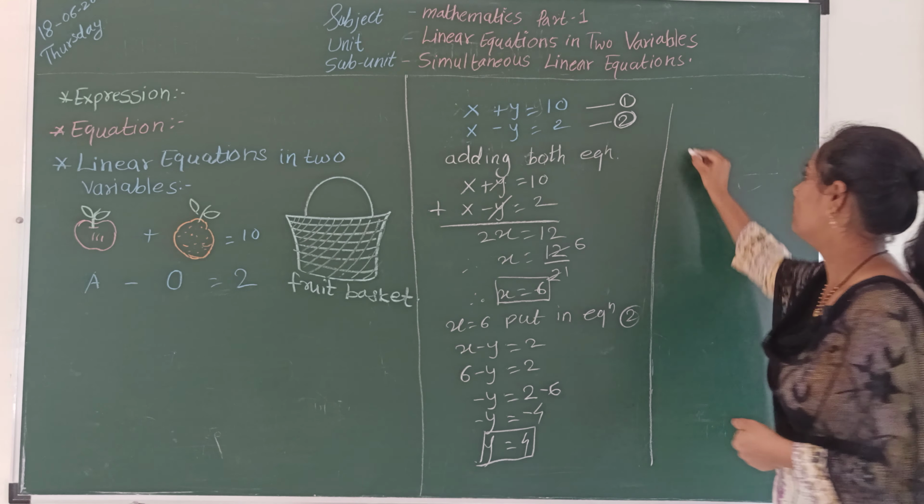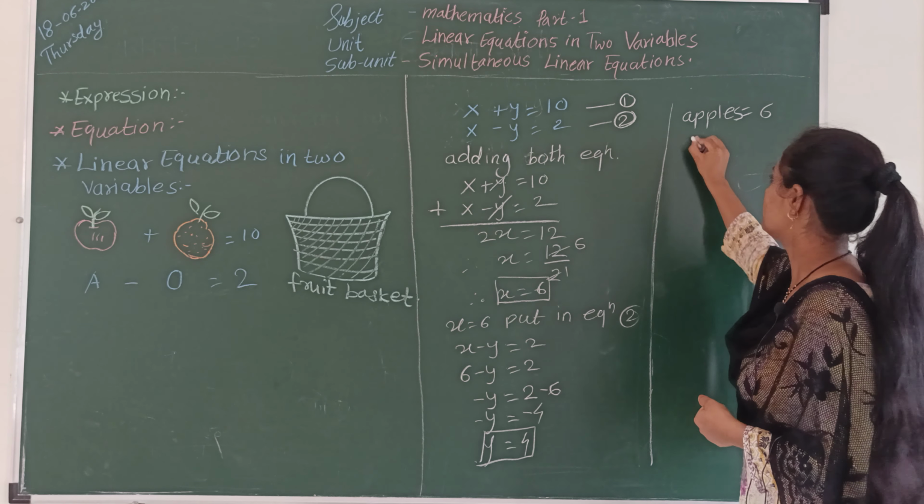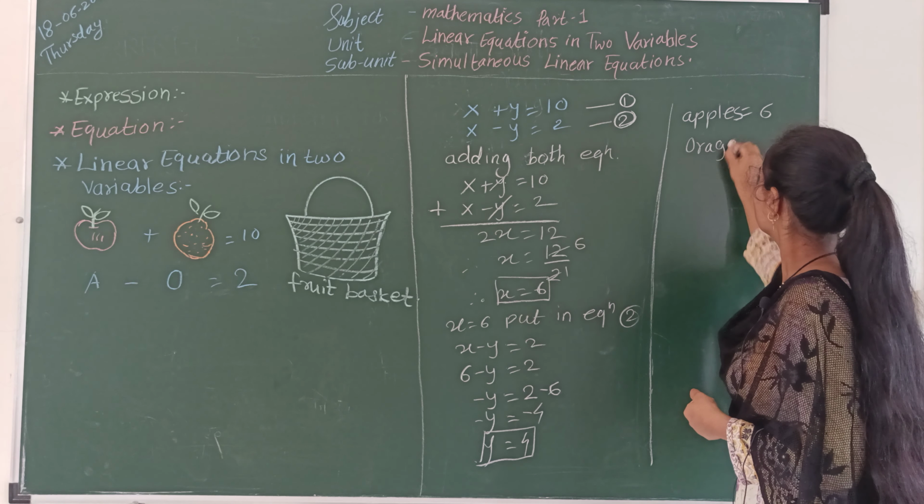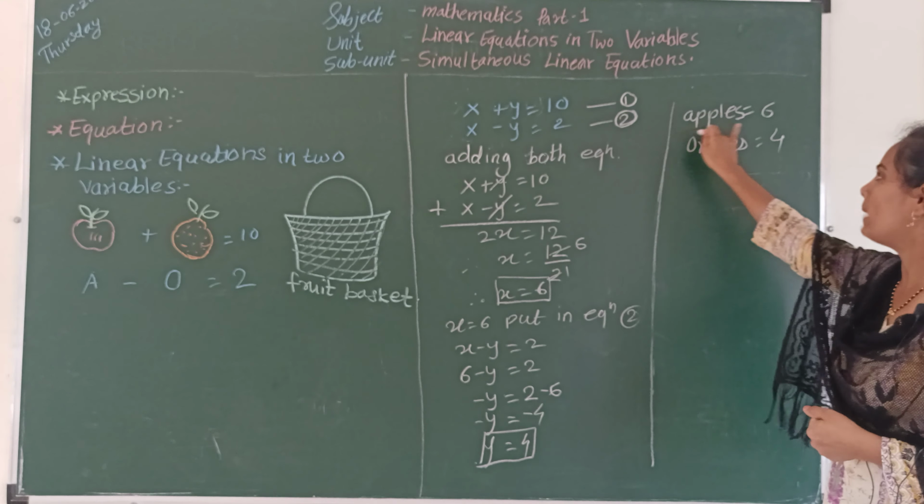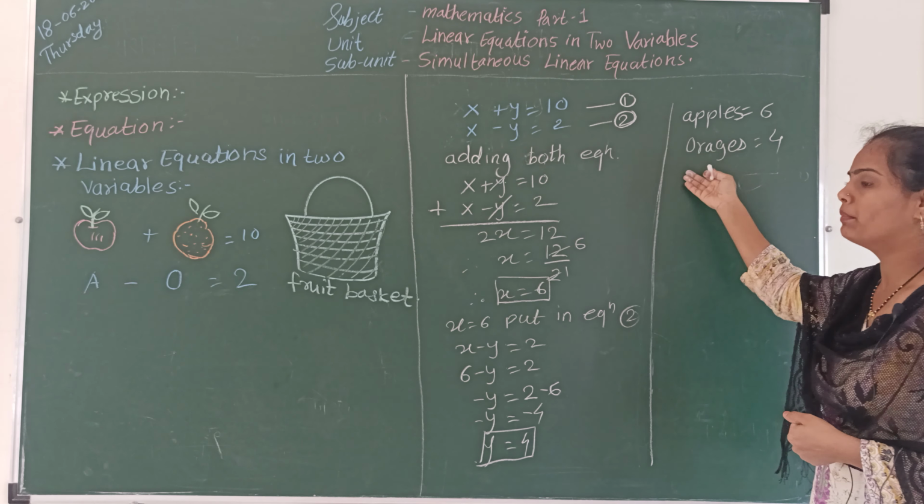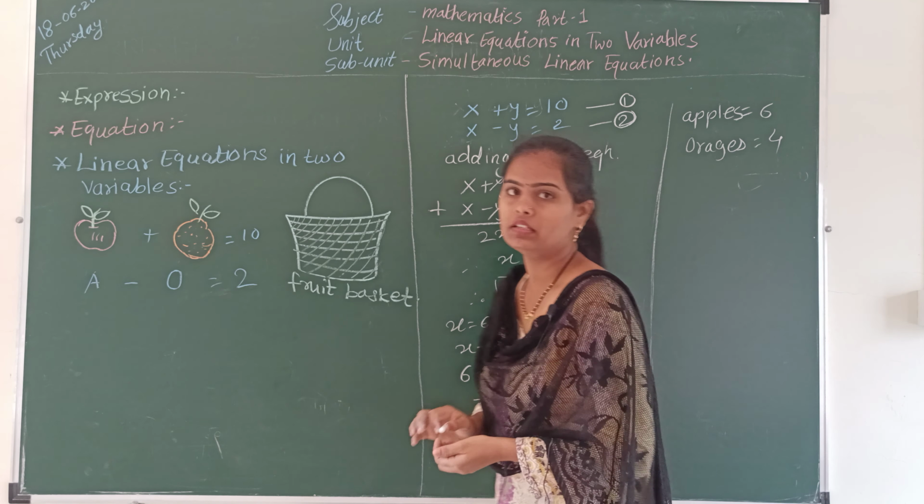x means the number of apples, 6, and y means oranges. What is the answer? The number of apples is 6 and the number of oranges is 4. This is our answer. Thank you.